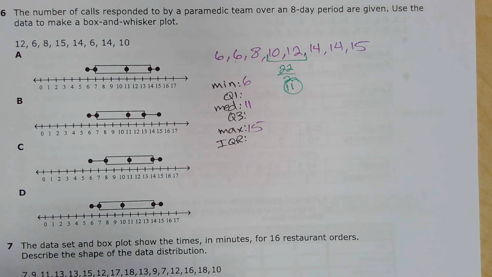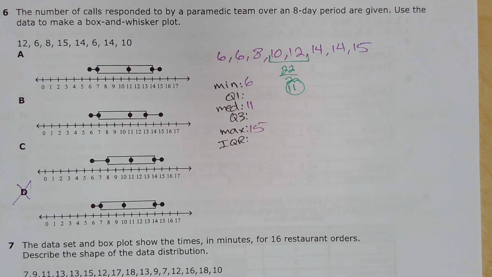Boom. So I know D is not going to be correct. I can cancel that one out immediately. All right. Now I'm just going to keep going, okay? How do I find my interquartile range? Well, here's the thing with this one. All right.